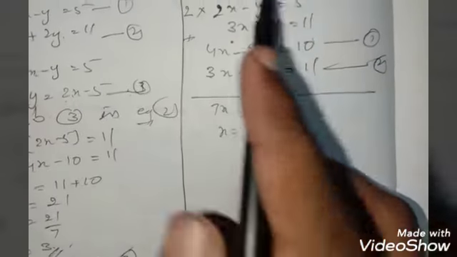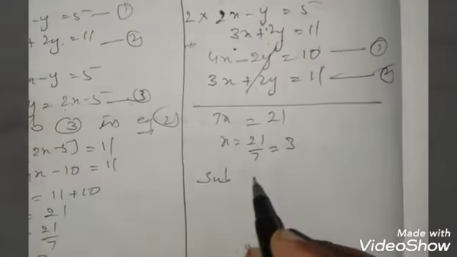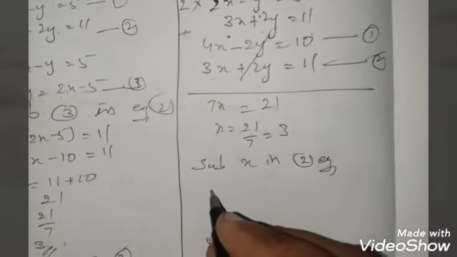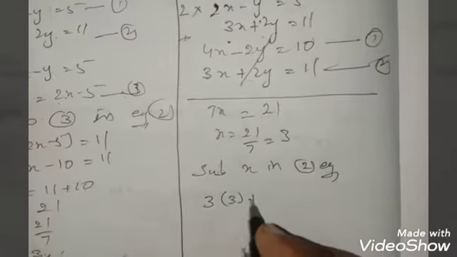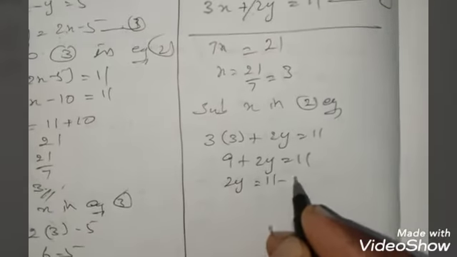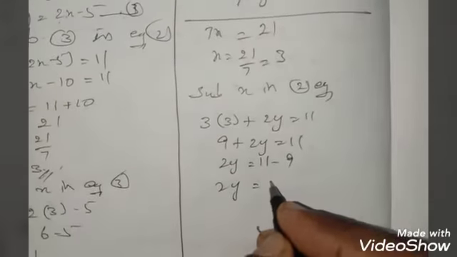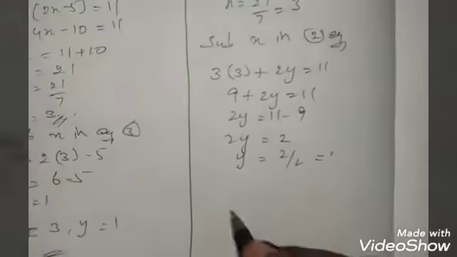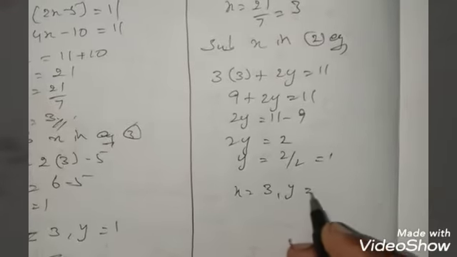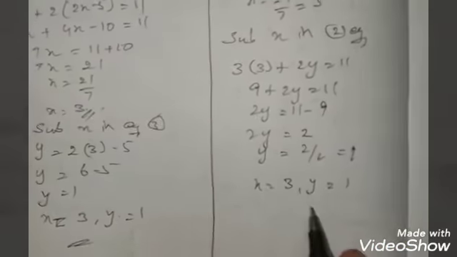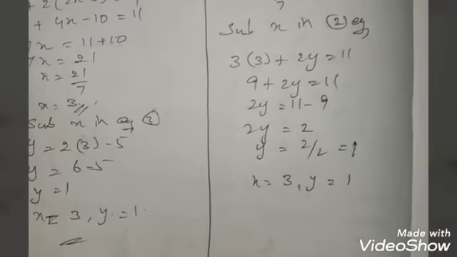Now substitute this x in any one of these equations. Substitute x in the second equation. If I substitute x in the second equation, you will get 3 into 3 plus 2y is equal to 11. 3 3s are 9, so 9 plus 2y is equal to 11. Send this 9 over: 2y is equal to 11 minus 9, so 2y is equal to 2. So y is equal to 2 by 2, which is nothing but 1. Therefore x is equal to 3 and y is equal to 1. So in the substitution method I got x is equal to 3 and y is equal to 1, and in the elimination method also I got x is equal to 3 and y is equal to 1.